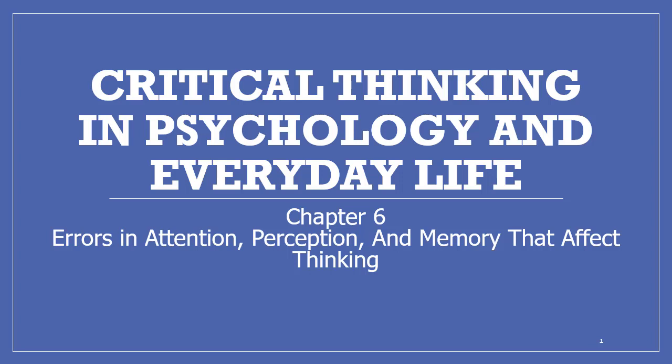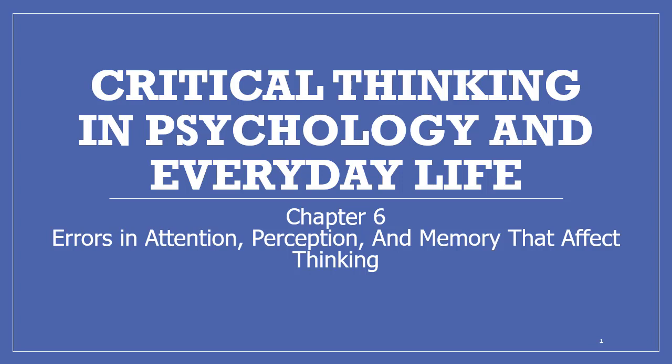Here in Chapter 6, we're going to take a look at some of the ways that we can make mistakes in thinking, and we're going to focus a little bit on attention, perception, and memory. Some interesting things. There is a case study in the last part of the chapter that I encourage you to read. It kind of goes over some of the aspects we're going to talk about in this chapter and in a practical case, but we're not going to go over that during this lecture.